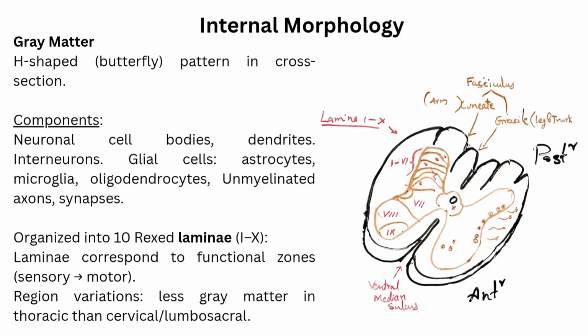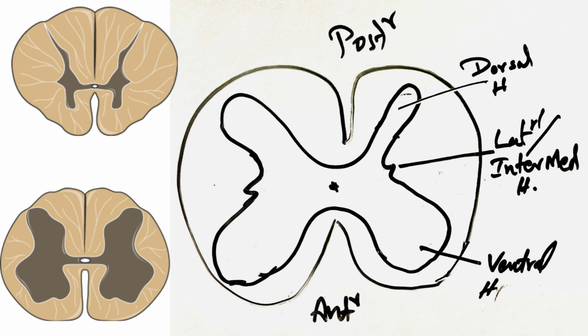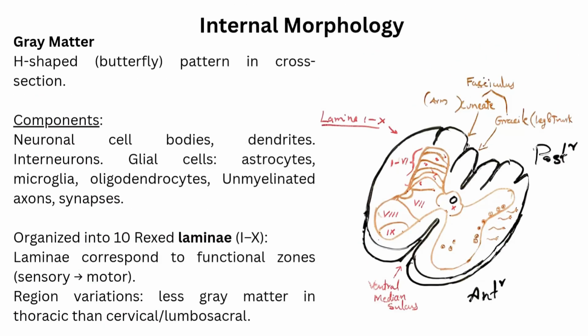Let's dive in deeper. This is now about the internal morphology of the spinal cord. In the gray matter you can see the structure: at the back it is named the dorsal horn, in the middle the lateral or intermediate horn, and anteriorly the ventral horn of the gray matter. The gray matter is in the center, H-shaped or like a butterfly shape.